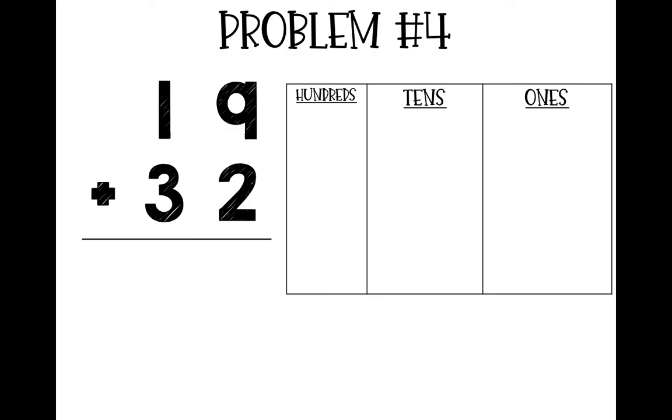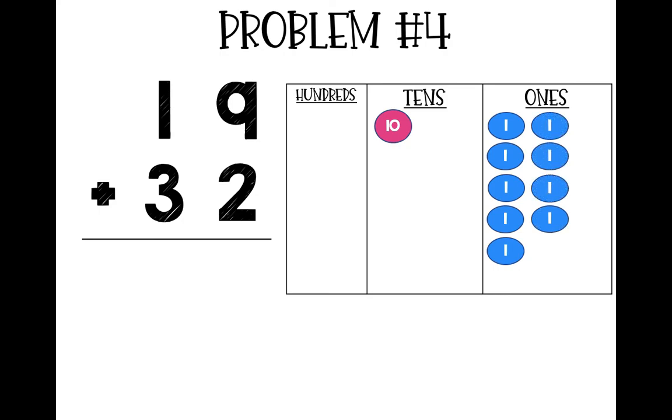What do we need to do first? That's right, we need to show 19 on our place value chart. That's the first number in our problem. So let's show 19 using our 1 ten and 9 ones. 1, 2, 3, 4, 5, 6, 7, 8, 9. Go back and check to make sure you drew exactly 1 ten and exactly 9 ones so that we don't make any silly mistakes.